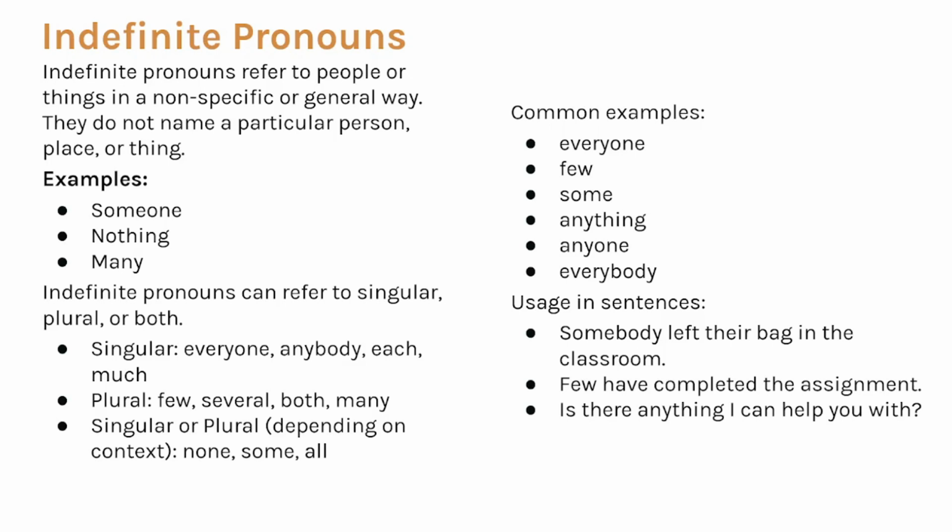Anything, not specific. Maybe can I help you carry your bag? Maybe can I help you get a glass of water? Anything means we are not referring to people or things in a specific way. We are non-specific. We use them in a general way.